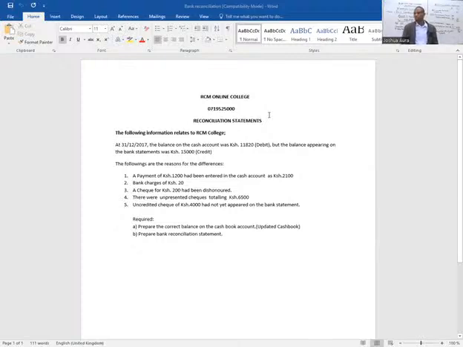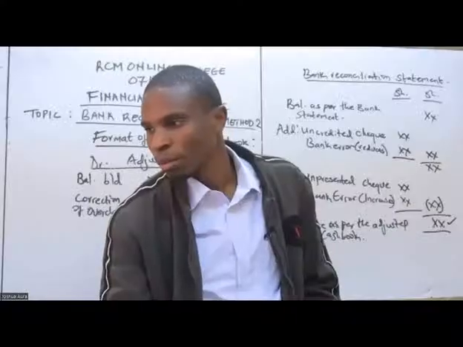I can see there is a transposition error. Then you have bank charges. A check for 200 shillings had been dishonored. There were unpresented checks totaling 6,500. Then we have uncredited checks of 4,000 shillings. Required: prepare the correct balance on the cash book account, the updated cash book, and then prepare the bank reconciliation statement. So that's the question.